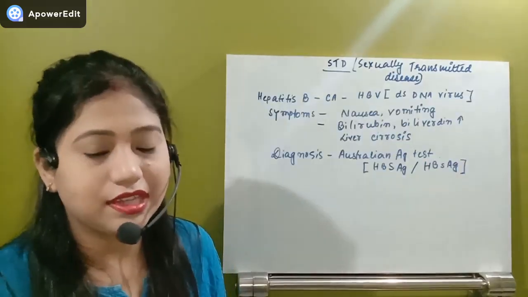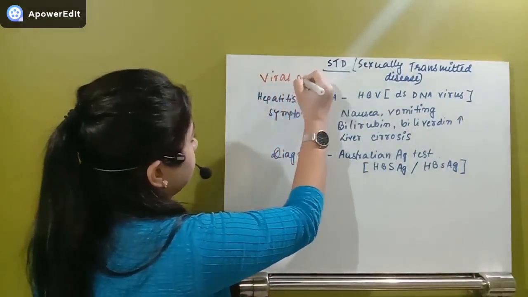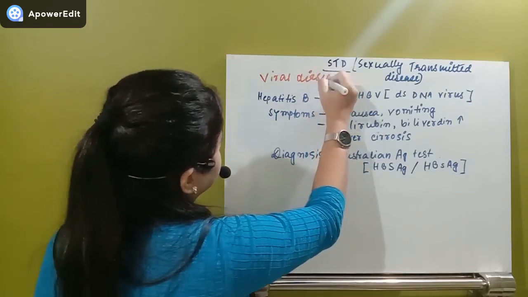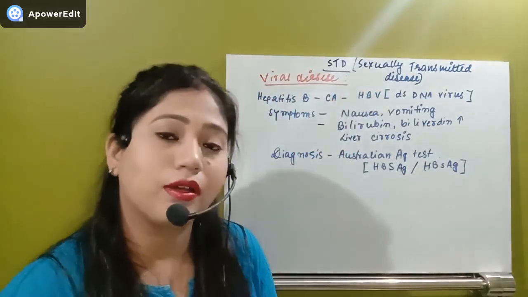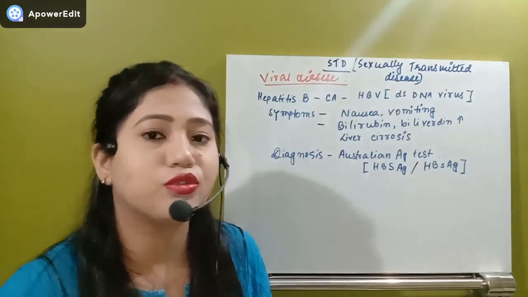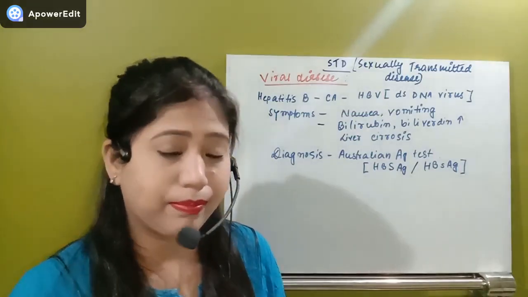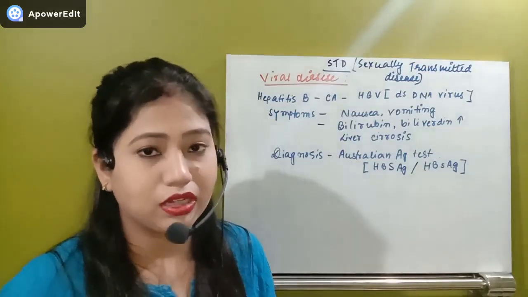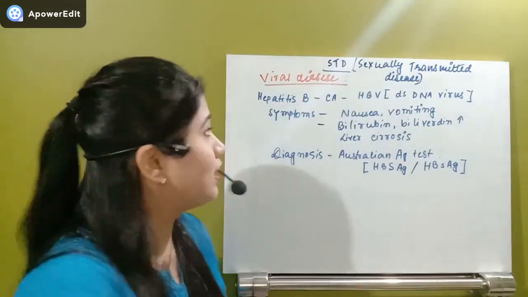After that, let us see the viral diseases. Under the viral diseases, we are not going to discuss the different types of treatment, because viral diseases are very difficult to treat. So before the pathogen enters the body, an individual should get vaccinated or immunized. So first of all, let us see the viral diseases.